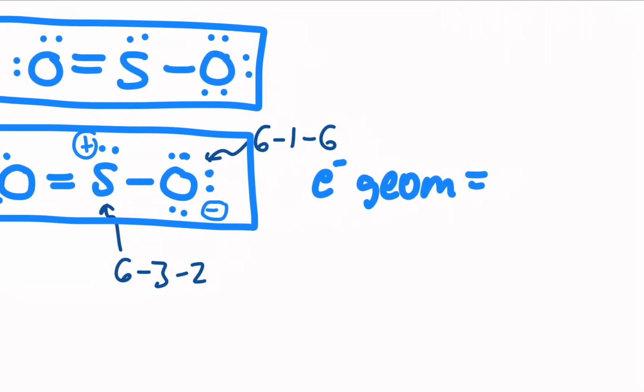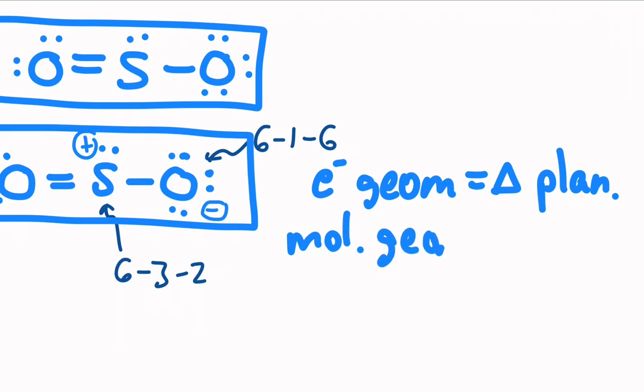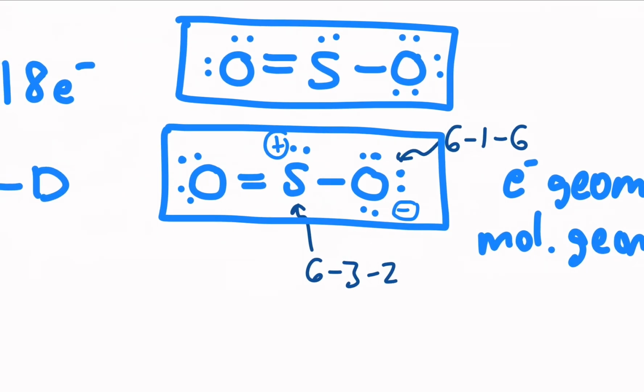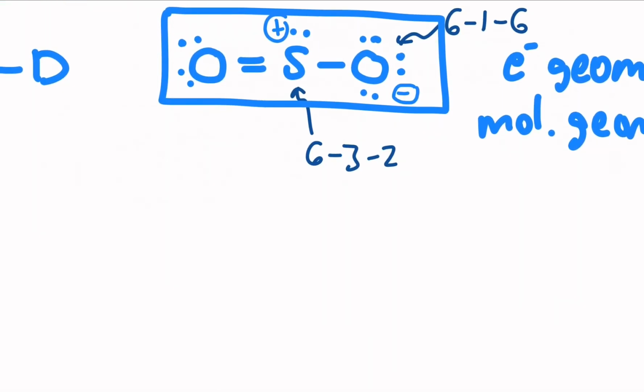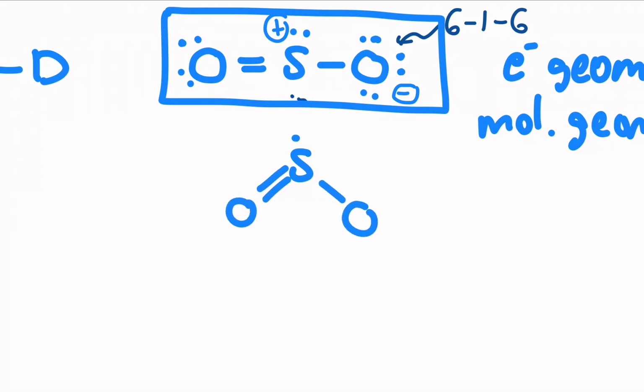is trigonal planar, but the molecular geometry is bent. In other words, it's not linear. So this is not that good of a picture. Sulfur dioxide actually looks like a bent molecule. It would have a sulfur in the middle, an oxygen, another oxygen, and clearly a bend in the shape of the molecule.